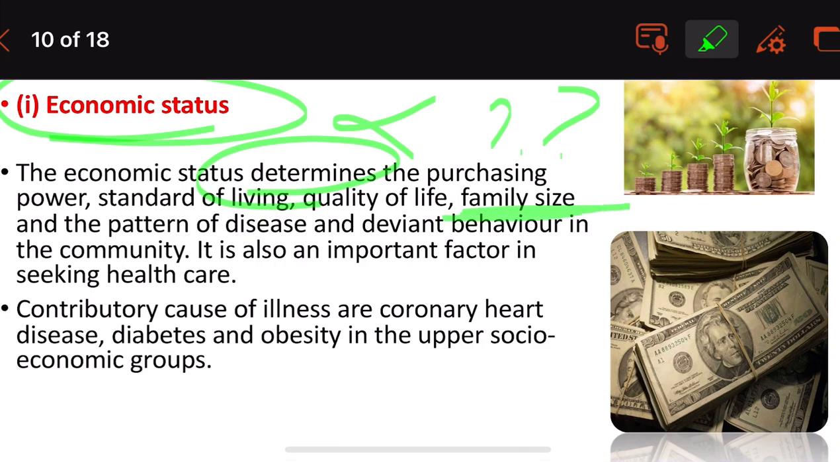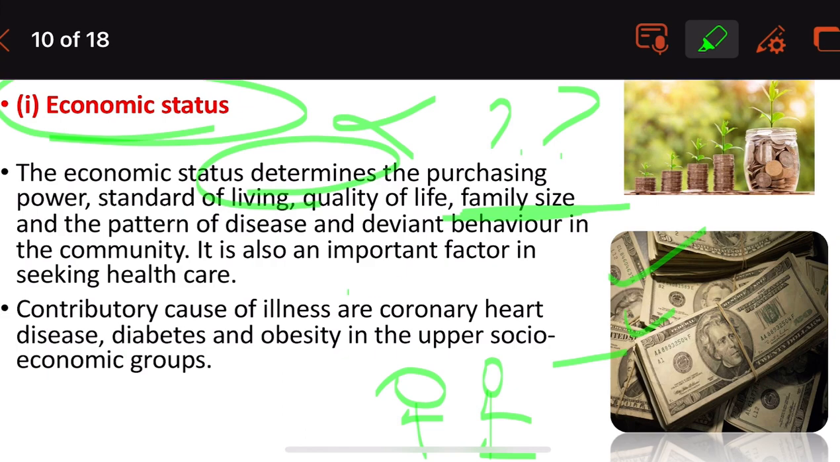Also the family size. If there is one child or two children, they can take care of his health. They can afford more; with fewer people and more income, the health services can be provided at an optimum level. Contributory causes of illness are coronary heart diseases, diabetes, and obesity in upper socioeconomic groups.